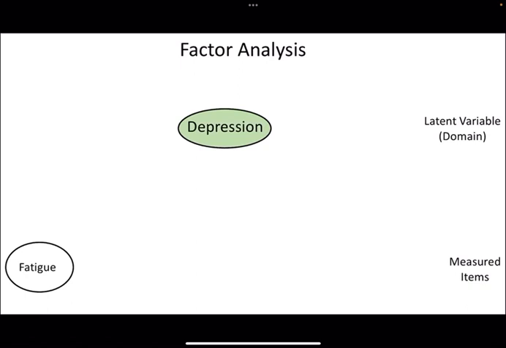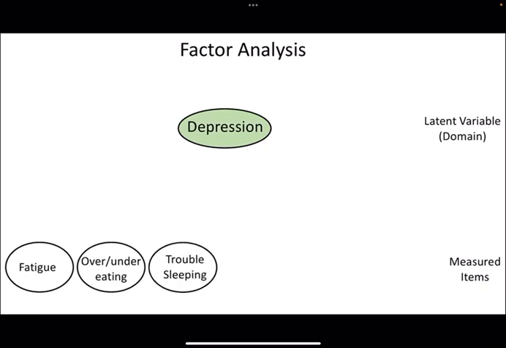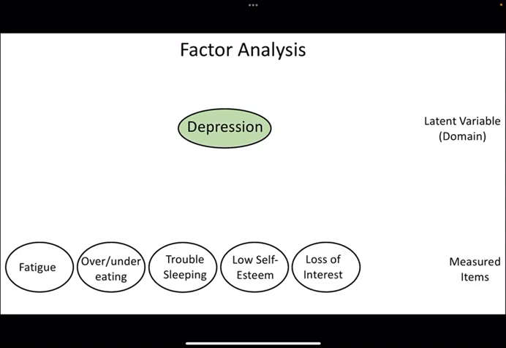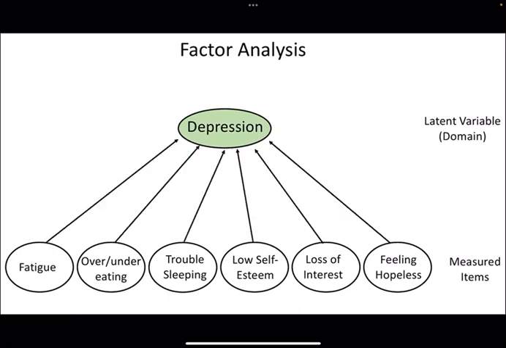I'm going to keep going with this depression example, where that's our latent variable, our domain, and our measured items are symptoms of depression like fatigue, over and under eating, sleep issues, self-esteem issues, loss of interest, and hopelessness. The way a traditional survey works is each of these is considered an equal predictor of depression and contributes to your depression score. Each of these fatigue, eating, and sleeping questions would be like, how often have you experienced this in the last week, 0, 1, 2, and they all contribute equally to this overall score of how depressed you are. But some of these actually might be related.